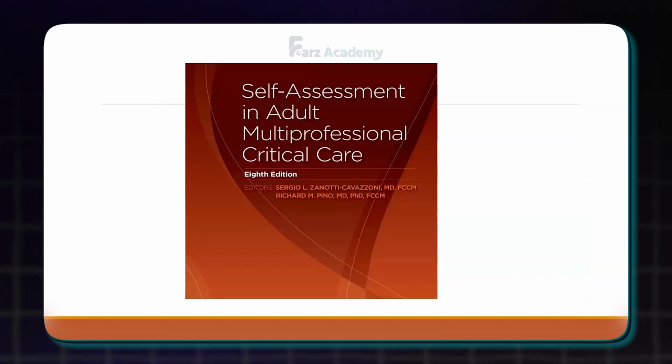Next is Self-Assessment in Adult Multi-professional Critical Care. This is an SCCM book by Americans. I'm showing you the 8th edition; now the 9th edition has also come and is available in the market. You can get that. Excellent book. Not many MCQs, but very, very important, and a few of the MCQs come in the EDIC exam as they are from this book. I don't say everybody should go for it, but I would recommend this book to you.